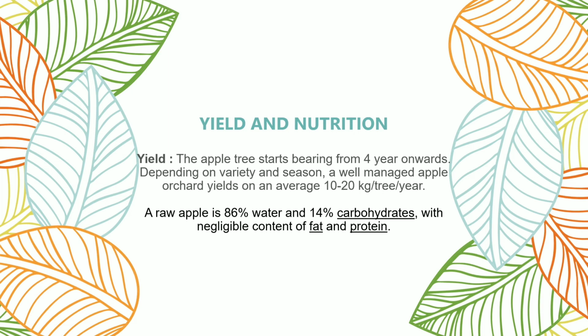Yield and nutrition of apple. Apple trees start bearing from 4 years onwards. Depending on the variety and season, a well-managed apple orchard yields on an average 10 to 20 kg per tree per year. A raw apple is 86% water, 14% carbs, with negligible content of fat and protein.